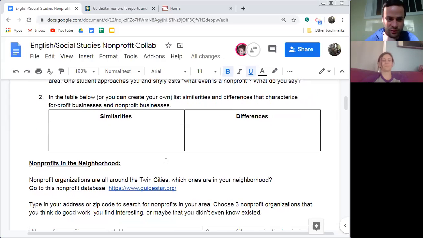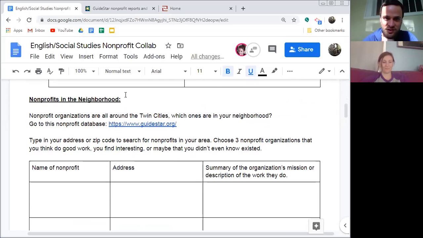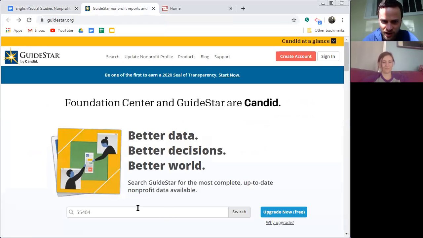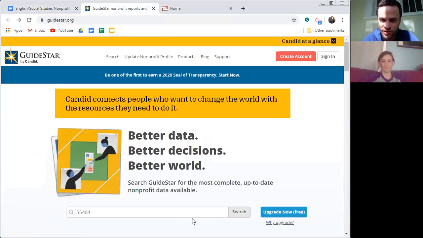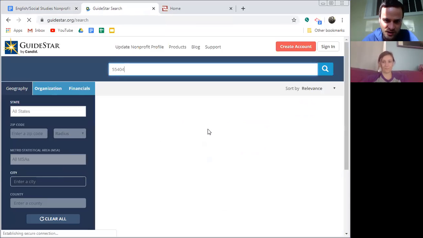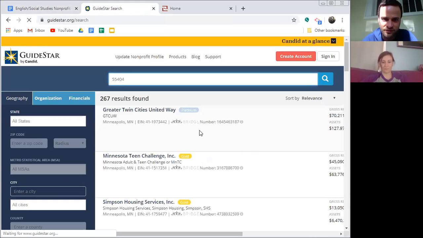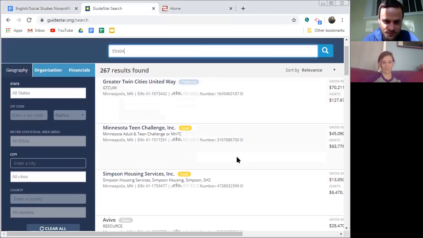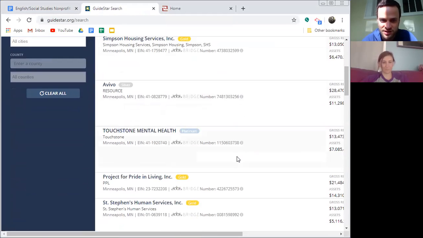Okay, pretty straightforward. Next, I am going to have you go to a website called GuideStar. It's kind of an index of all sorts of different nonprofits. It'll look like this. In the box down here, you could put your address or your zip code. When you do, you get a lovely list of all sorts of nonprofits that are in your area. So this was the school's website.